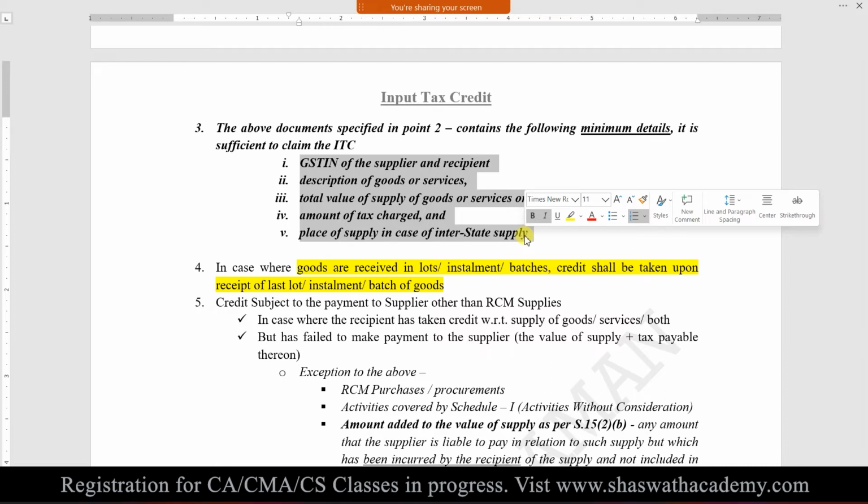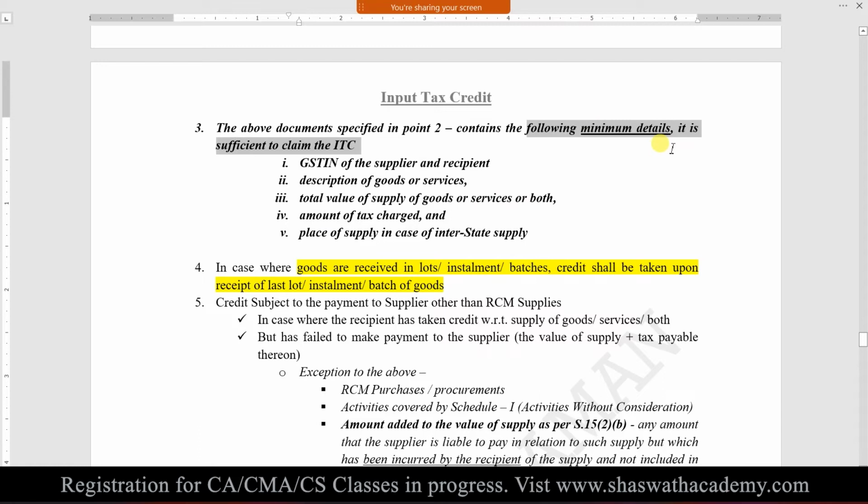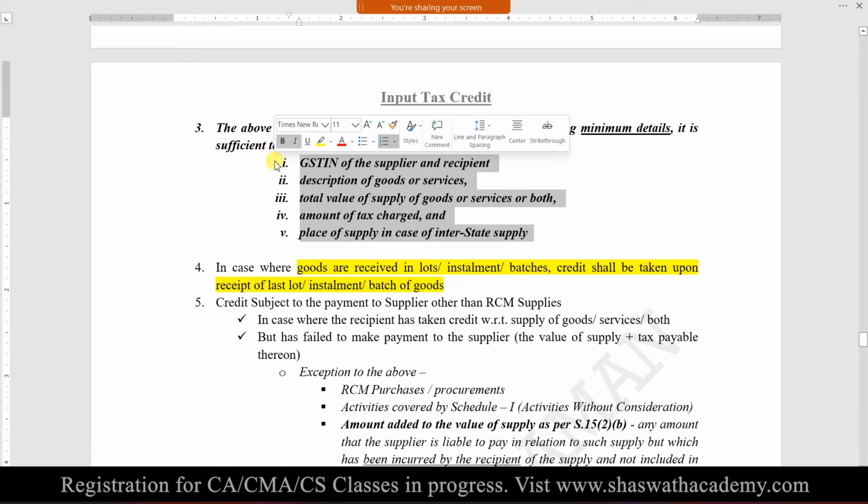But for the ITC chapter, you can take credit on the basis of this minimum details. A document will not be considered as defective, and ITC cannot be claimed unless this provision is on.